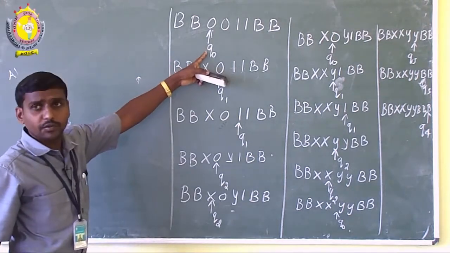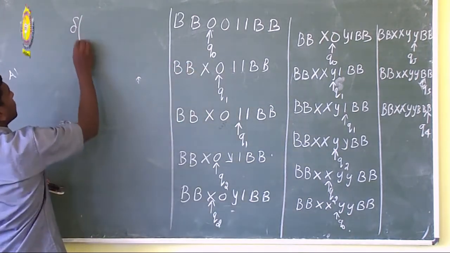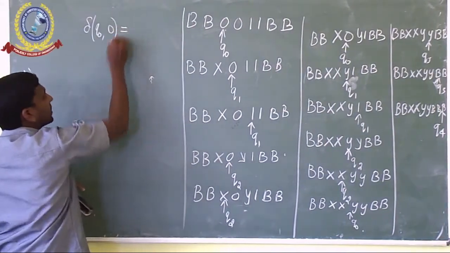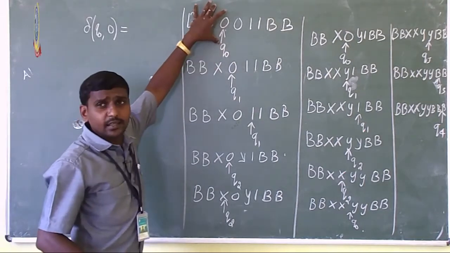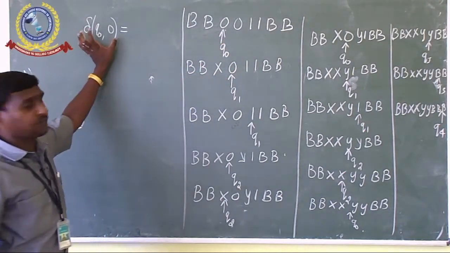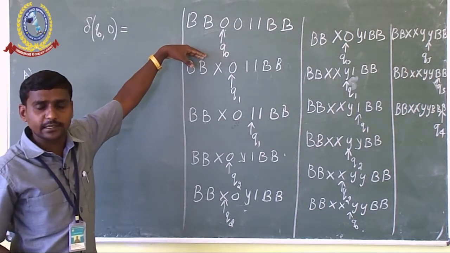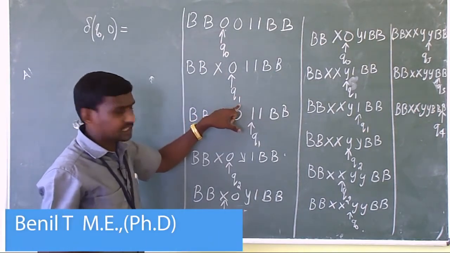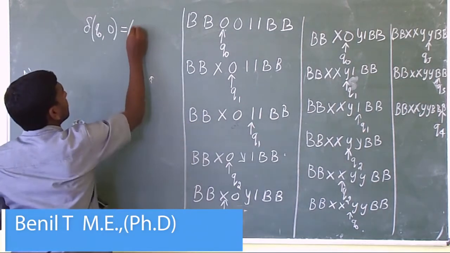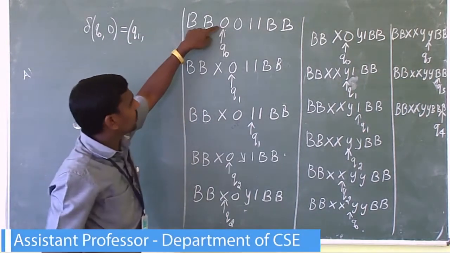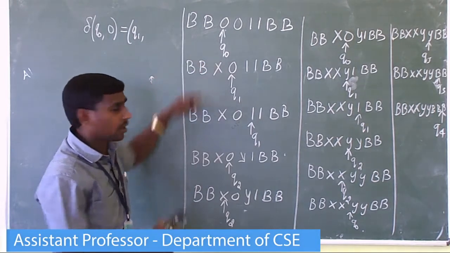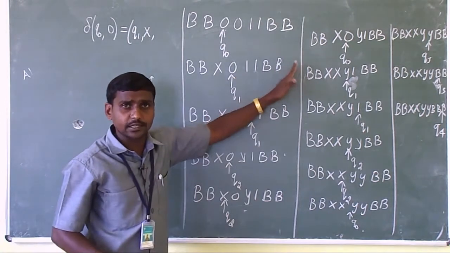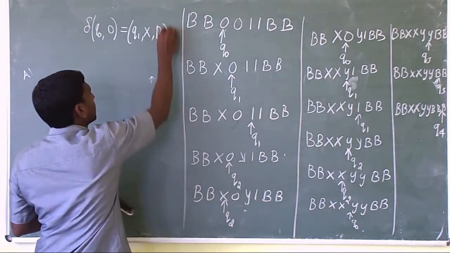See, now we know the transition function, delta of Q0 comma 0, equal to, this is the current state and this is the next state. So Q0, 0: the Q0 state changes to Q1, and 0 is replaced by X. So Q1 comma X comma, and the direction is changed to the right side. So I will put R here, clear?